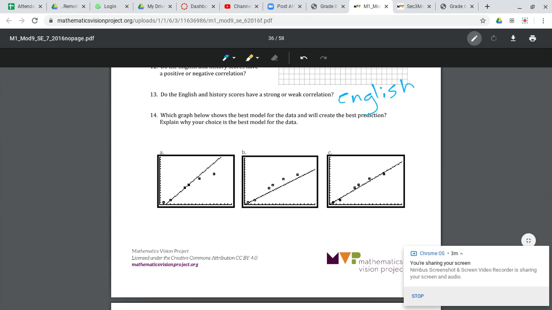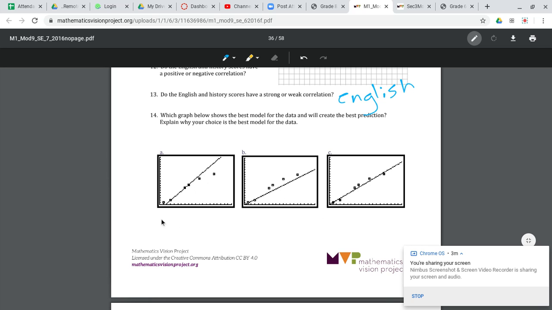All right, for number 14, which graph below shows the best model for the data and will create the best prediction? Explain why. So looking at these, we've got these trend lines, and we want to determine which one best represents the data that we have.